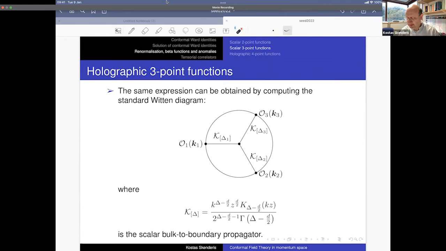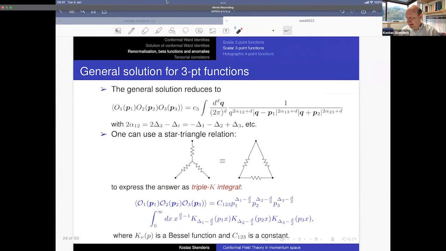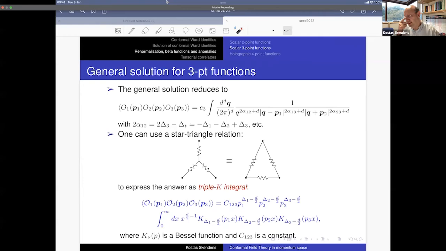And what you do is you integrate bulk-to-boundary propagators, which in this case are related again to the same Bessel functions, and get a vertex in the middle. And then, with a little bit of work, one can show that that turns out to be exactly the same expression. So this expression that we got by solving conformal Ward identities is also what you get if you do an AdS/CFT computation, and it's also what you would get if you do this star-triangle relation starting from this form of the solution.